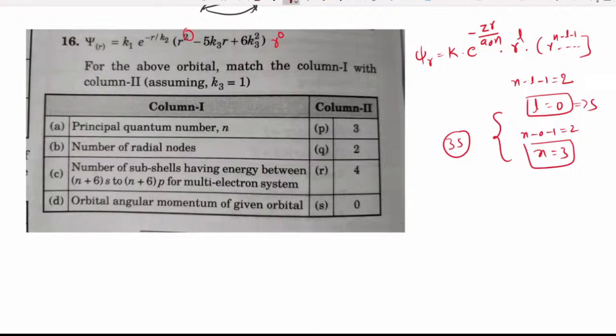Now the principal quantum number N is equal to 3. Number of radial nodes: the formula is N minus L minus 1, which you already got as 2. Therefore, the answer is 2.